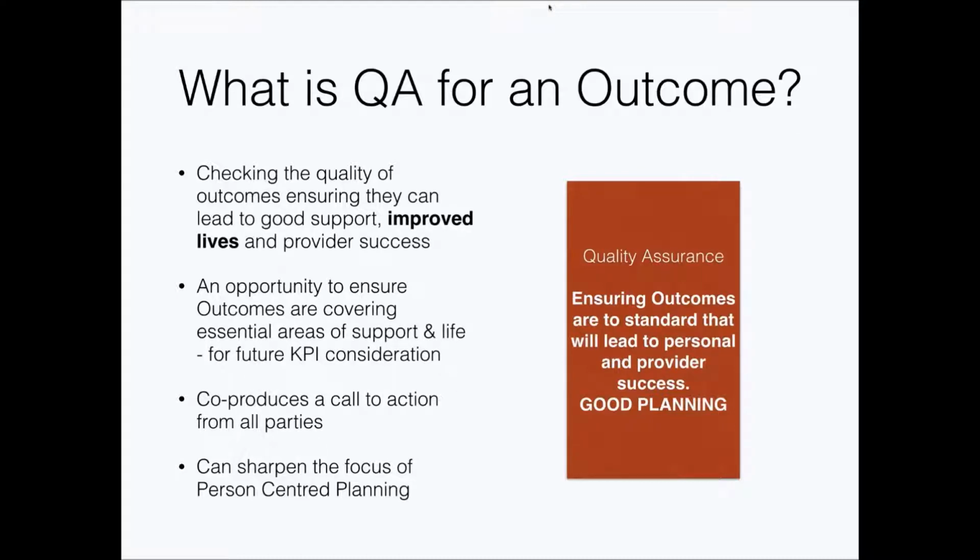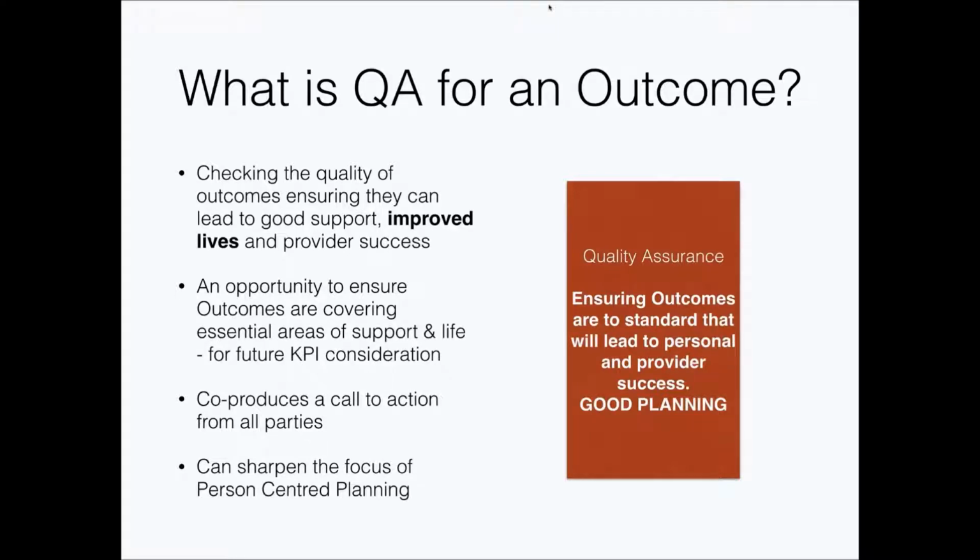Making sure that that's happening is a good quality assurance. A good outcome co-produces a call to action from all parties, something everybody can get engaged in. We can check that the outcomes are something that the right people can get engaged with. And again, they can sharpen the focus of person-centered planning.